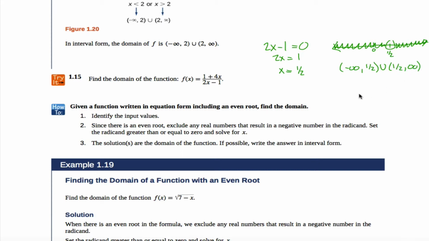A couple things with interval notation. Make sure you put the open parentheses here, parentheses as opposed to brackets, because I do not want to include 1/2 in either of these two intervals. And the standard is to always use parentheses when we're talking about infinity or negative infinity.